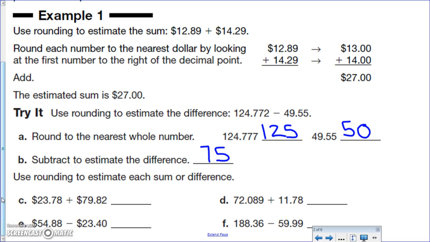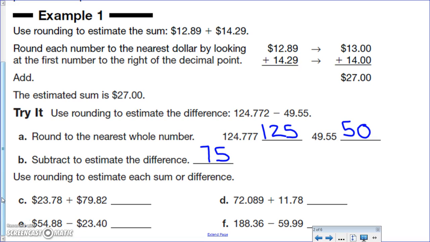For C through F, we're going to use rounding to estimate each sum or difference. Make sure whenever you're rounding, you always write down the numbers you round with, because if they're not the numbers I choose, it doesn't mean they're wrong. It just might be a different way of rounding. So make sure you write them down so on quizzes and tests I can check your work and make sure your rounding makes sense.